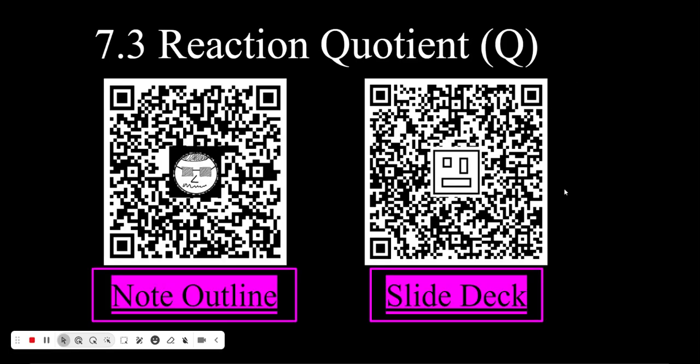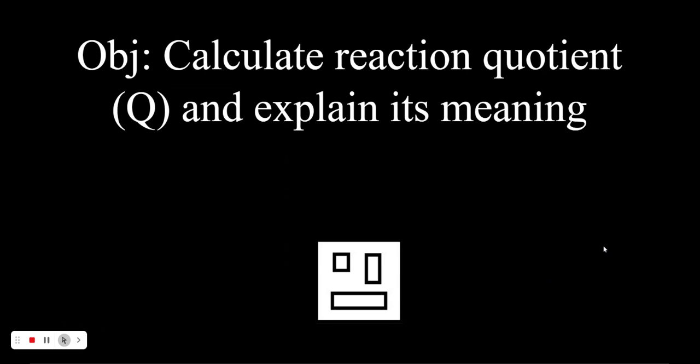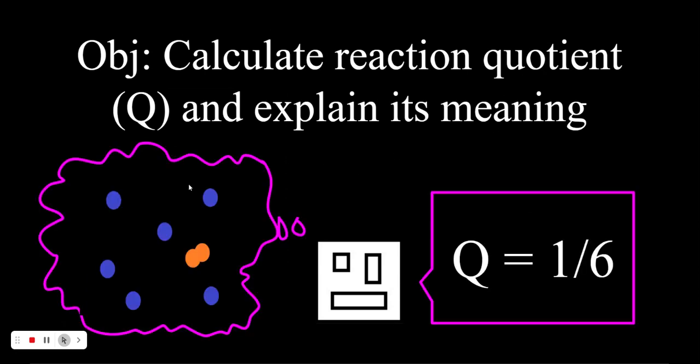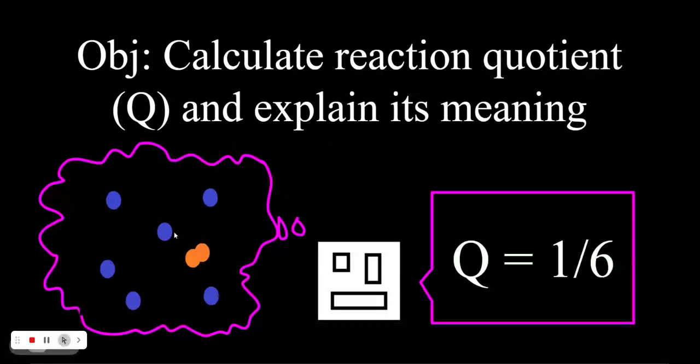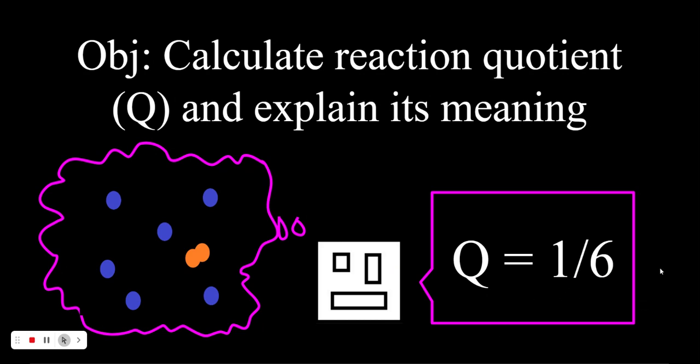Okay, so here's our topic, the reaction quotient, Q, and here's what our objective is. What that means is you're given a scenario, and you want to be able to tell me what the Q is, what the reaction quotient is. Now, the formula that I'm going to give you is not going to be on your reference sheet. This is not the newest reference sheet, but the Q isn't on there.